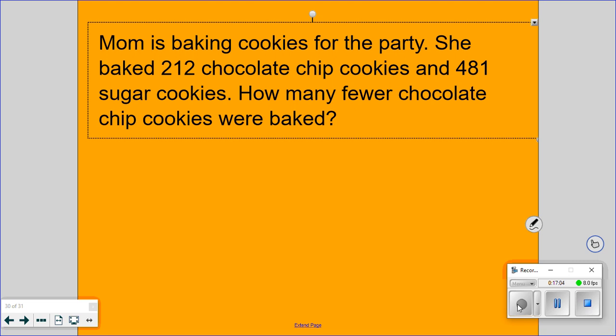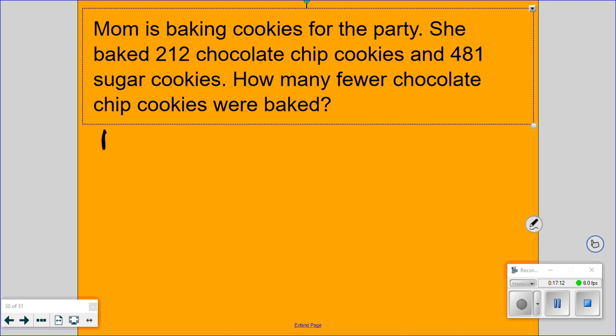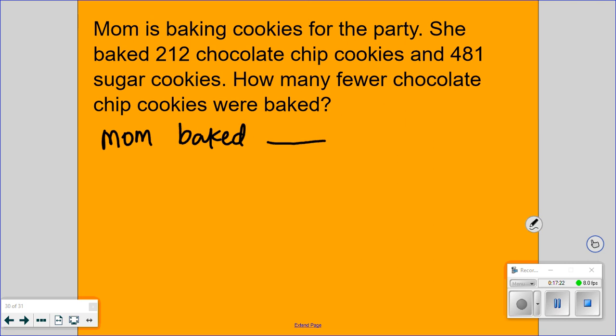Mom baked blank fewer chocolate chip cookies. Way to stick with it, Connor, excuse me. Yeah, Mom, I'm writing, you're writing. Baked. This time we're talking about the word fewer. Still important. Blank fewer chocolate chip. Mom baked blank fewer chocolate chip.